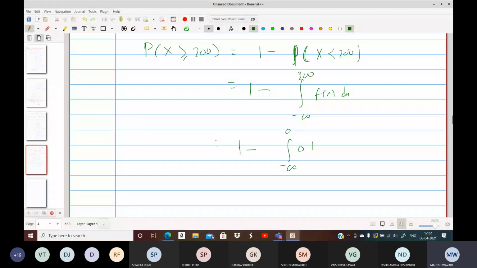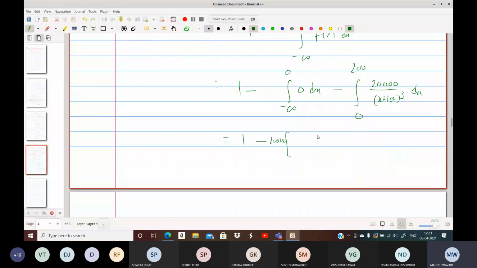So from minus infinity to 0, f of x is 0, so I'm writing 1 minus the integral from 0 to 200. Function value is 20,000 divided by x plus 100 cube. And you have to calculate this integration. 1 minus, what is the integration of it? 20,000 is constant. Integration of x plus 100 raised to minus 3.